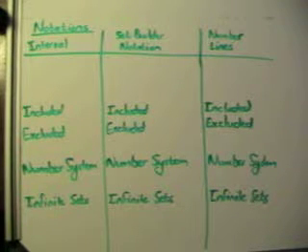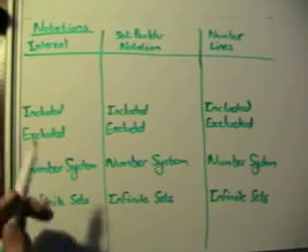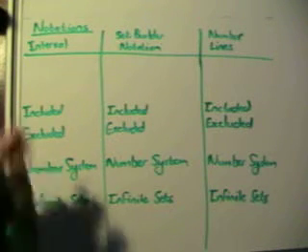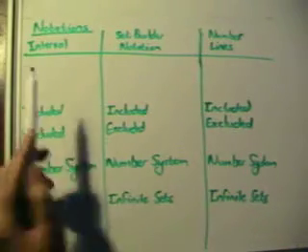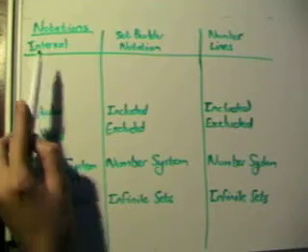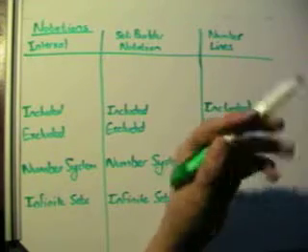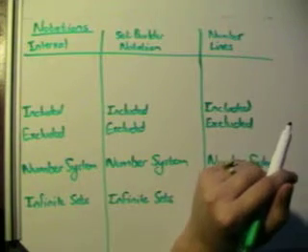We have different notations for giving a number set that I'm working with in mathematics. The first notation is interval notation. The second one is set-builder notation, or I can draw a number set on a number line.